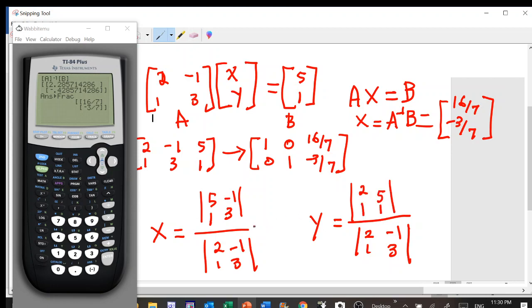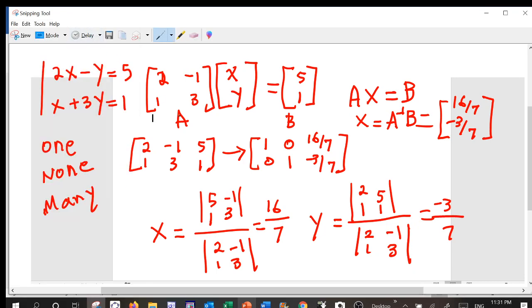There. And if you find these determinants, this is 5 times 3 is 15, minus negative 1 times 1 is negative 1. 15 minus negative 1 is 16. And that's 2 times 3 is 6, minus negative 1 is 7. Now this one, 2 times 1 is 2, minus 5 is negative 3, and the other one is the same, right? All right, so that's the 3 different ways using matrices to solve systems of linear equations. You can do this with 3 by 3 as well. So if this is a 3 by 3, this would be the determinant of a 3 by 3.